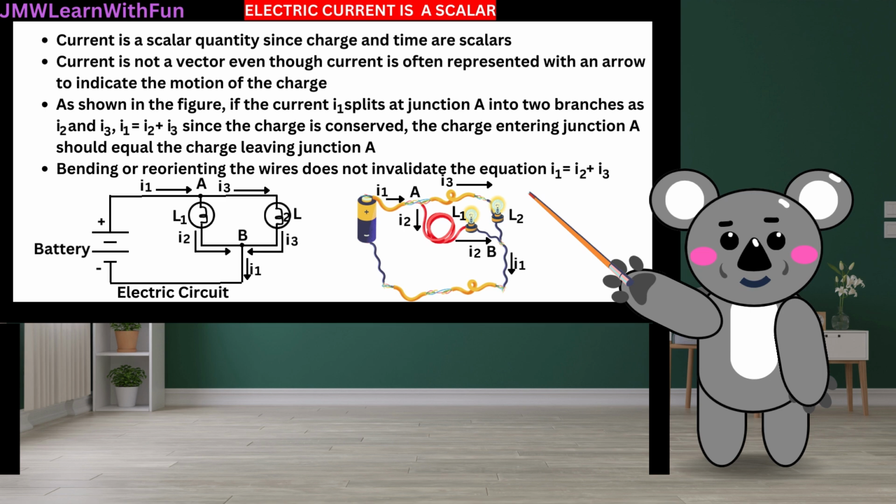If the current I1 splits at a junction, A, into two branches as I2 and I3, I1 equals I2 plus I3, since the charge is conserved. The charge entering junction A should equal the charge leaving junction A. Bending or reorienting the wires does not invalidate the equation I1 equals I2 plus I3. The figure below shows the same.